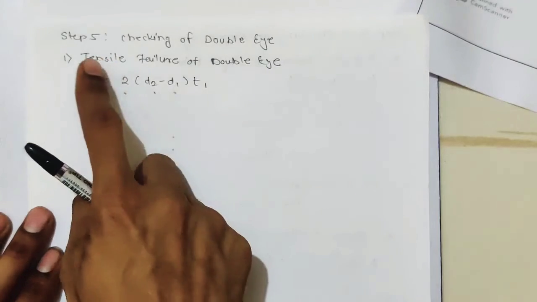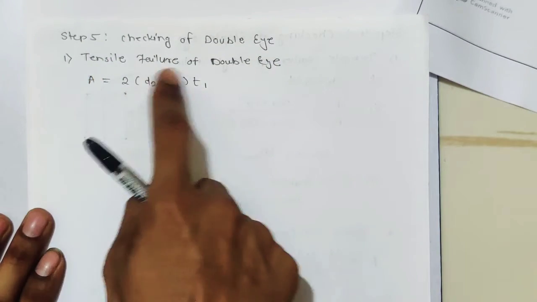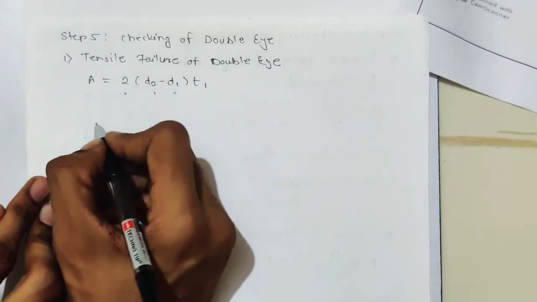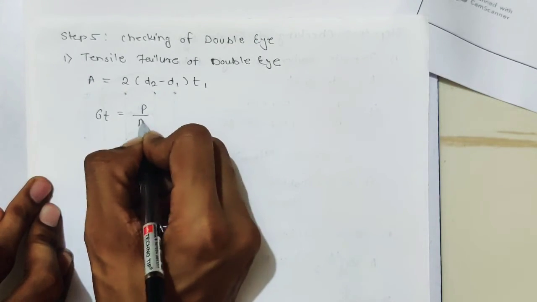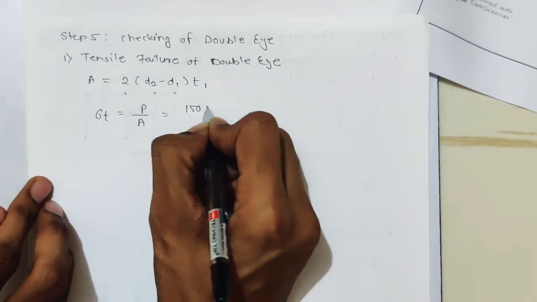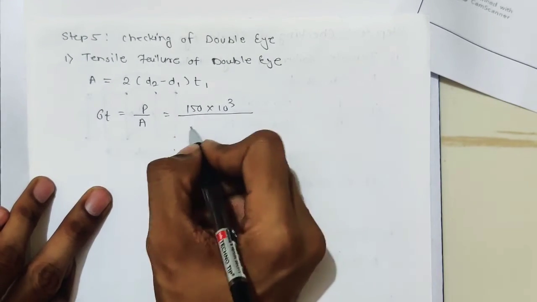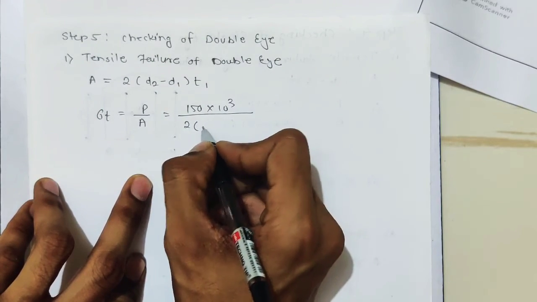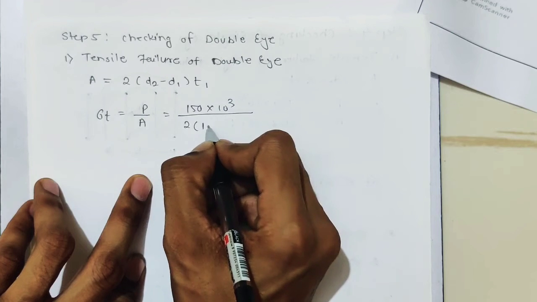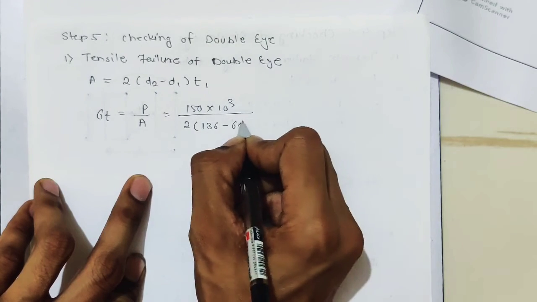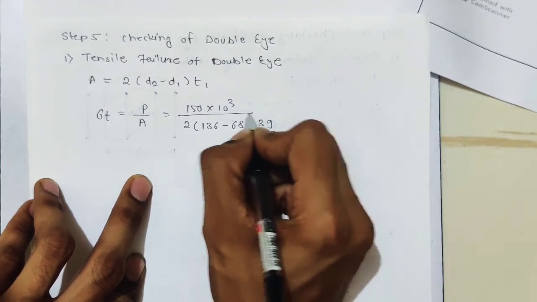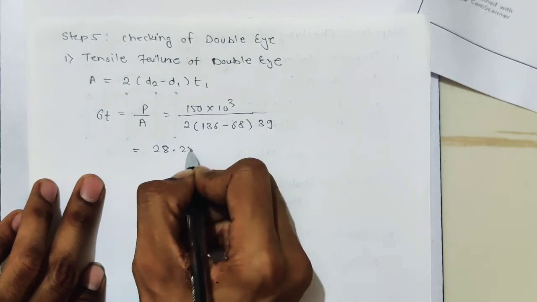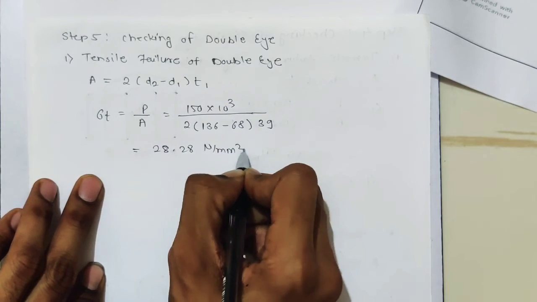Okay, so we'll see step 5, checking of double eye. First is tensile failure of double eye. We know the area, 2 into (d2 minus d1) into t1. So sigma t is equal to P upon area. P is 150 into 10 raised to 3. We know the d2 dimension, so d2 minus d1 is 136 minus 68, and t1 is 39. We haven't changed the t1, so you will get 28.28 Newton per mm square.